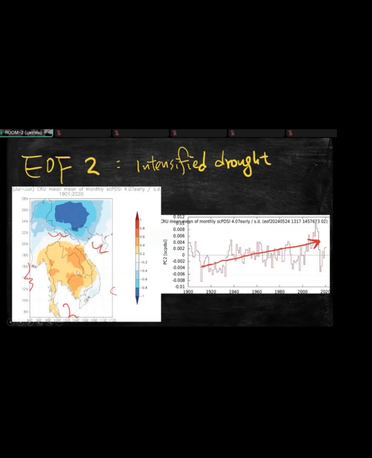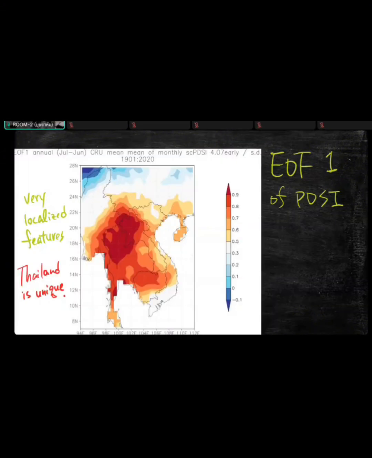Could it be ITCZ shifting? Could it be a delay of the monsoon season? You can see in this drought map that the heaviest weighting is in northern Thailand. And then, of course, it will reflect onto the Chao Phraya River because it's upstream. So we also see a very localized feature. It's almost centered within Thailand, even though my domain includes other countries.